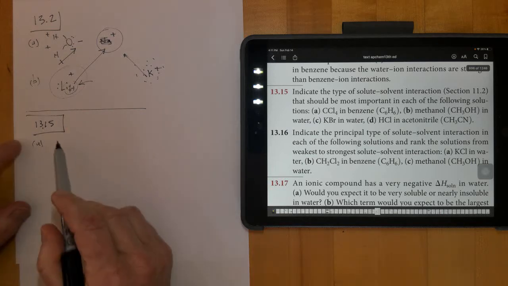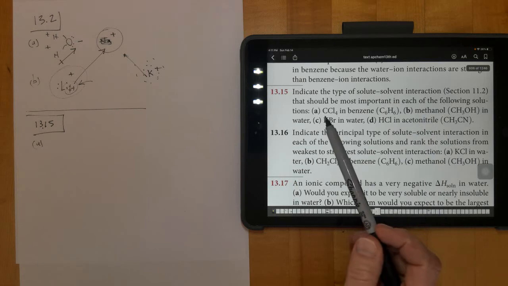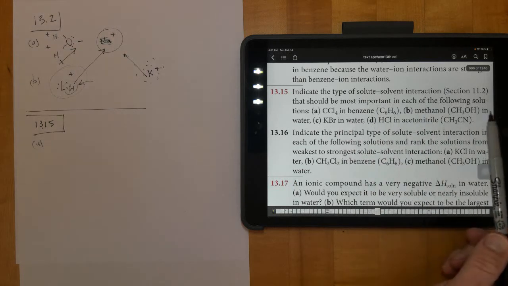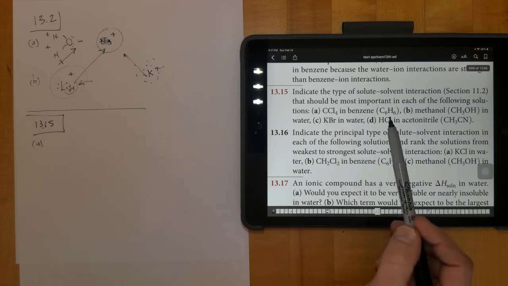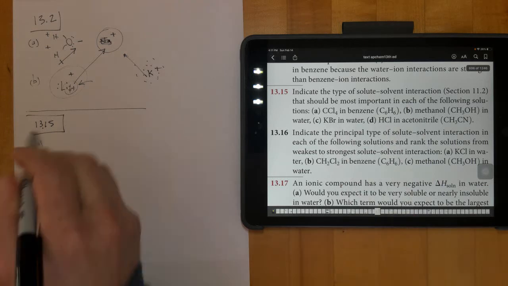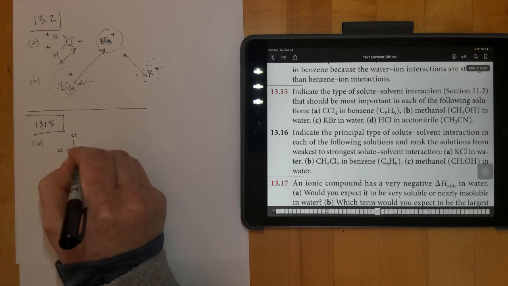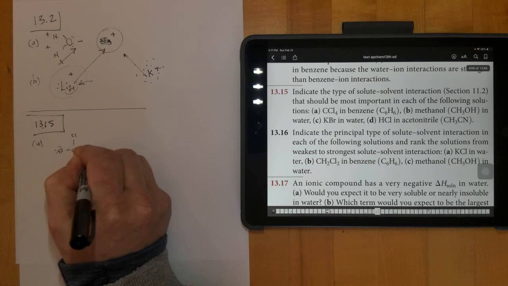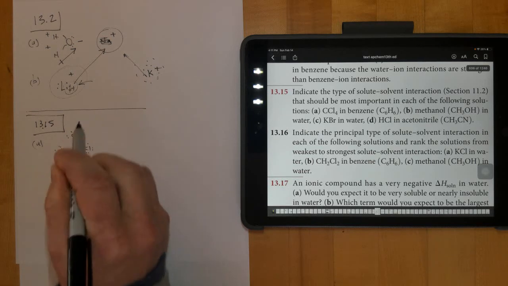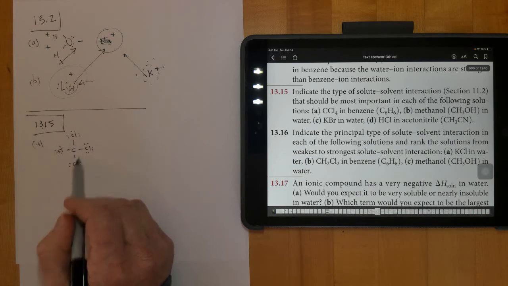So this is 13.15. Indicate the type of solute-solvent interaction that should be the most important in each of the following solutions. So the first thing that you want to do with these is sketch the Lewis dot structure for each one so you know what kind of intermolecular forces are involved with each one of the particles themselves. And so carbon tetrachloride, CCl4, would be 1 carbon, 4 chlorines around it.